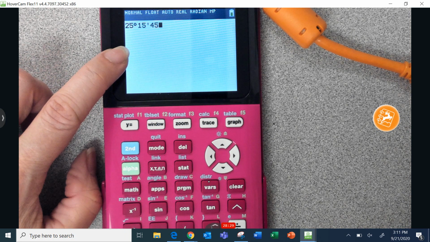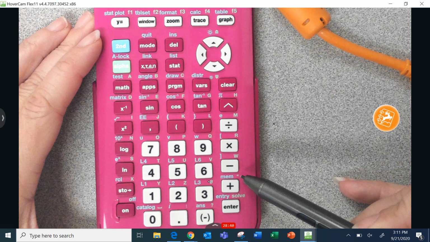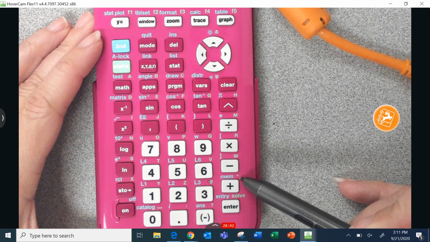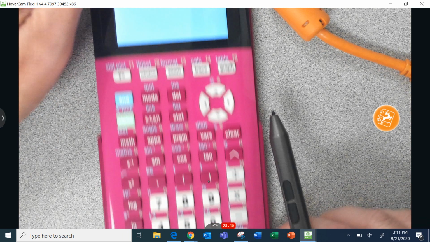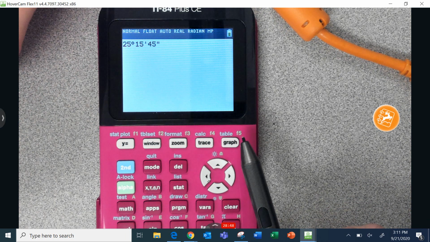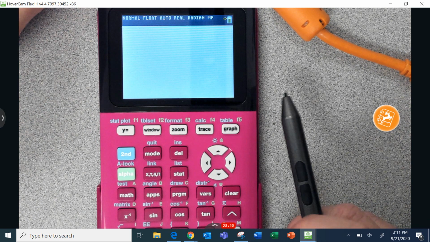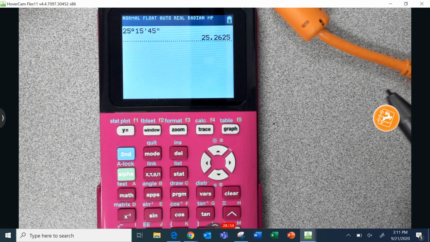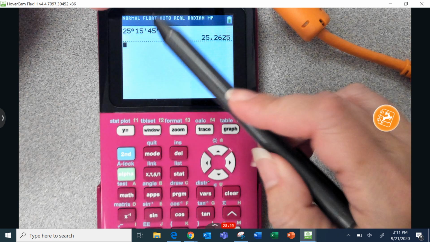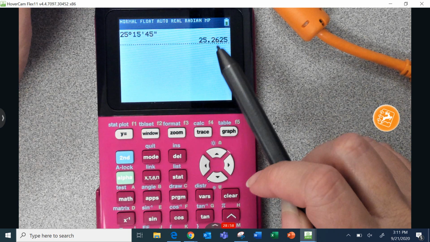There's the seconds right there, alpha plus sign, and you'll see it puts the seconds in there. Once you have that typed in, you hit enter, it goes ahead and it changes it to decimal form for you. So if you're given this and you need decimal form, that's how you're going to do it.